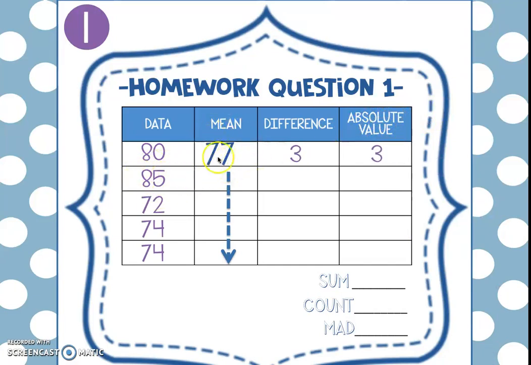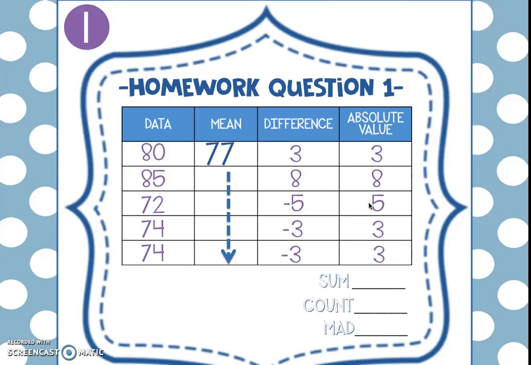85 minus 77 is 8. The positive value of 8 is 8. 72 minus 77 is negative 5. The positive value, we're doing positives because we're talking about distance, a value of negative 5 is positive 5. 74 minus 77 is negative 3, positive value 3. 74 minus 77 is negative 3, positive value 3.